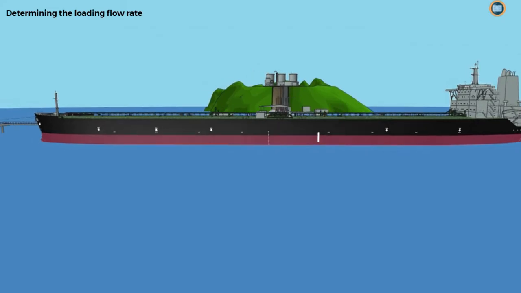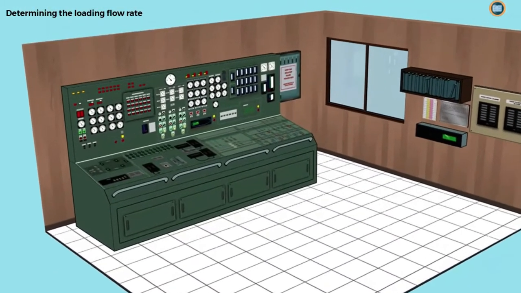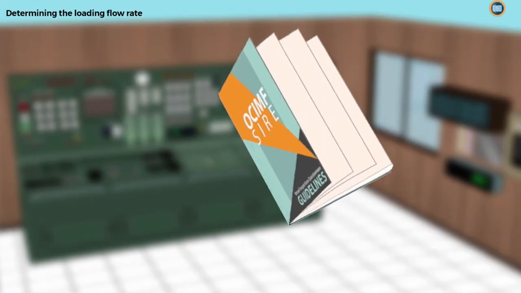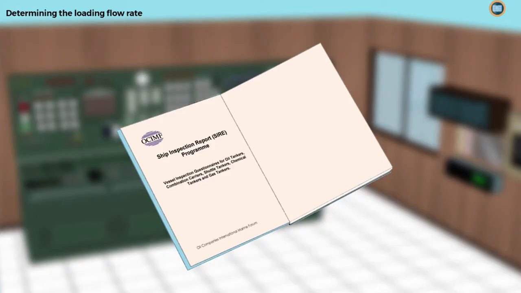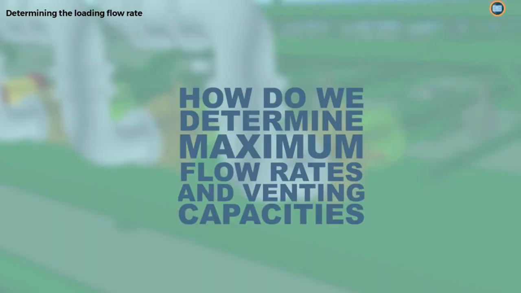Now, let's take a look at how to determine maximum permissible flow rate, which may be requested by a loading facility. Under the OCIMF-SIA Vessel Inspection Questionnaire Guidelines, it's a requirement to have the maximum loading rates and venting capacities posted in the cargo control room.